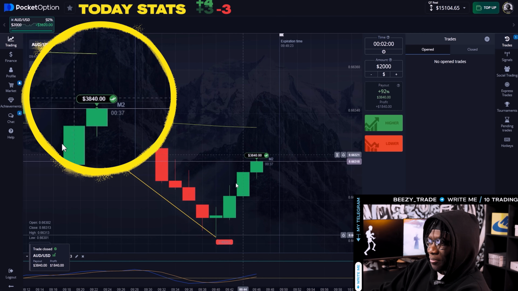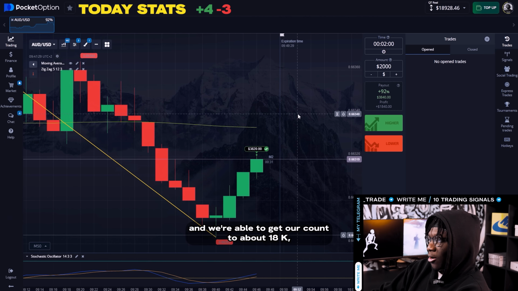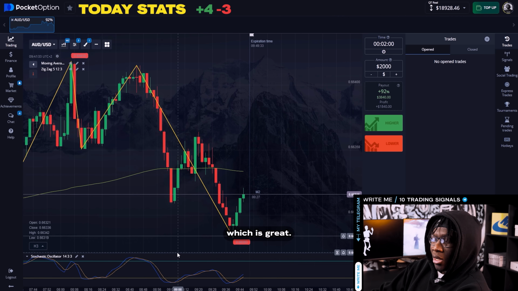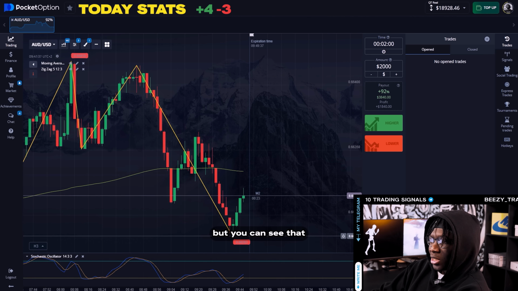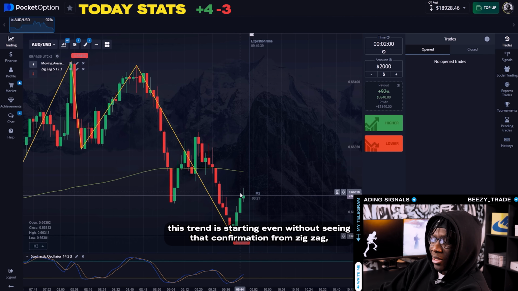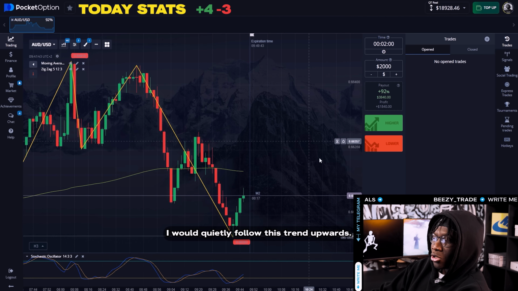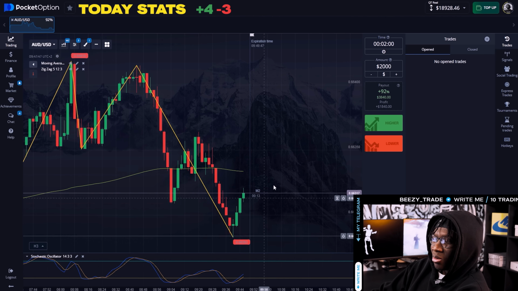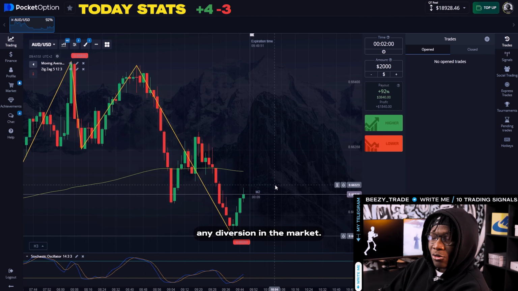And as you can see, with 3 seconds left, we are able to take a profit on both trades, and we're able to get our account to about 18K, which is great. I guess that's where I'm going to end the video for today. But you can see that this trend is starting even without seeing that confirmation from Zigzag. I would quietly follow this trend upwards, honestly, up to anywhere here before we start to see any diversion in the market.